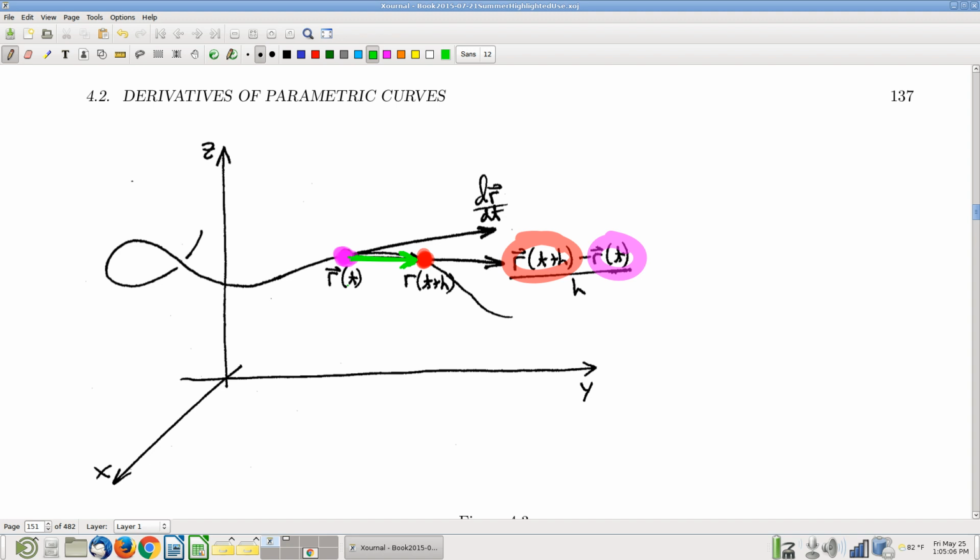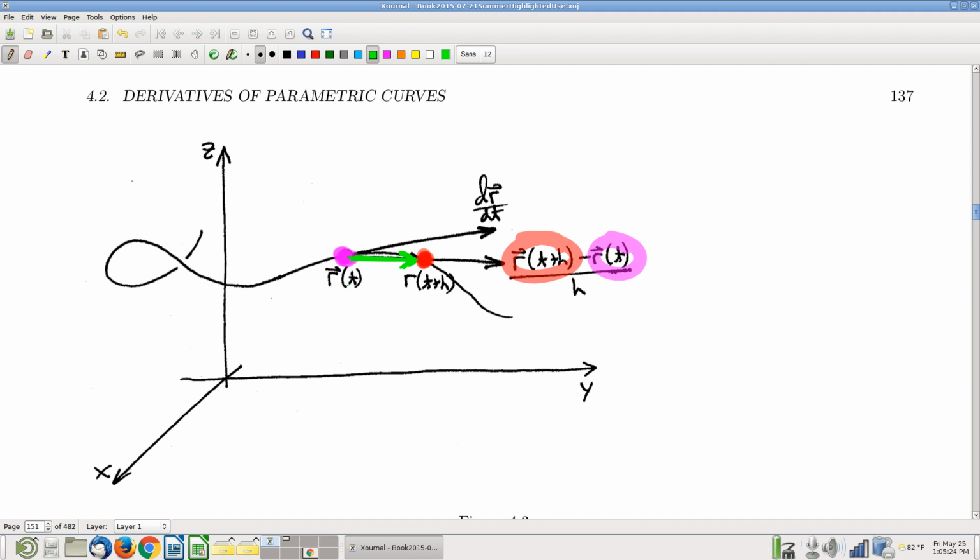Right? So, certainly as h gets smaller and smaller, this difference vector is also going to be getting smaller and smaller. The red point's going to be approaching the purple point. It's going to increasingly approach tangency, but it's not exactly tangent.